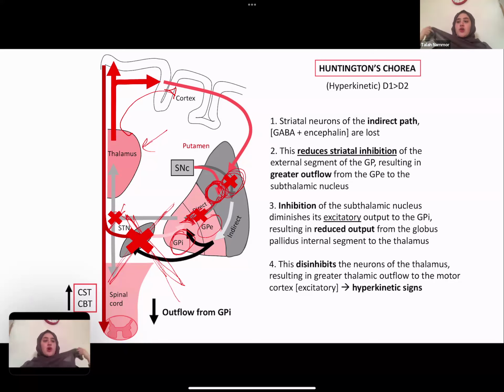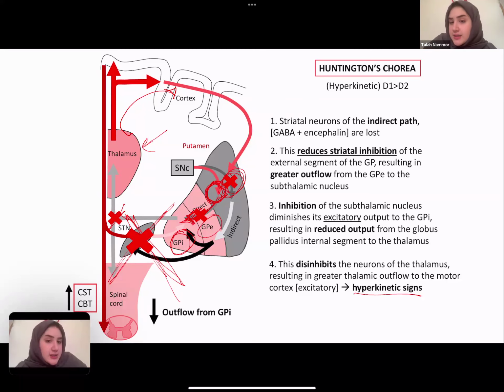So in Huntington, the D2 is gone, and D1 is taking over because D2 is gone and the subthalamic nucleus is gone. Only D1 is the active thing. So D1 is going to inhibit the GPi, and the thalamus is going to be free to send as many excitatory neurotransmitters as possible. So we have hyperkinesia, or hyperkinetic signs.